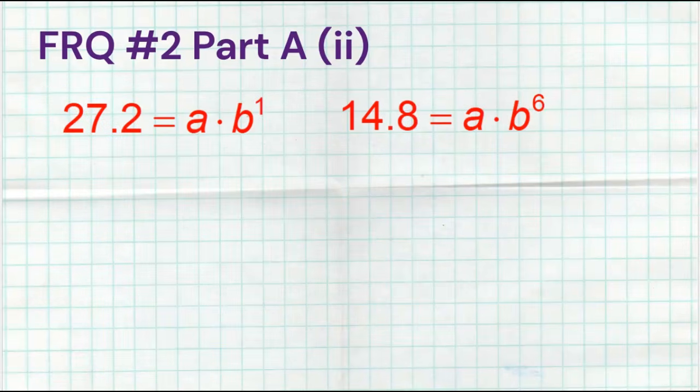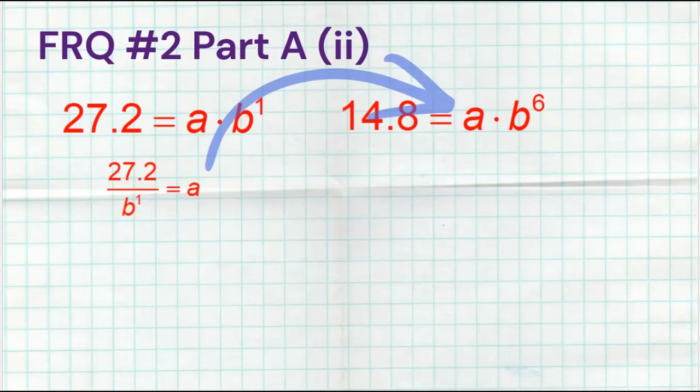First, we start off with our 2 equations that we built back in single I. Now, I'm going to solve this first equation for A simply by dividing the B to the first over it. So I get 27.2 divided by B to the first equals A. Then I'm going to take that A value and substitute it into the second equation for A. So that A is going to turn into 27.2 divided by B to the first.